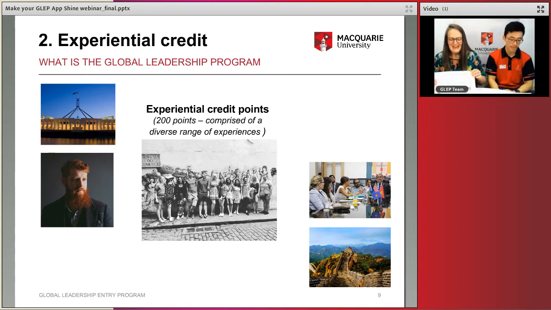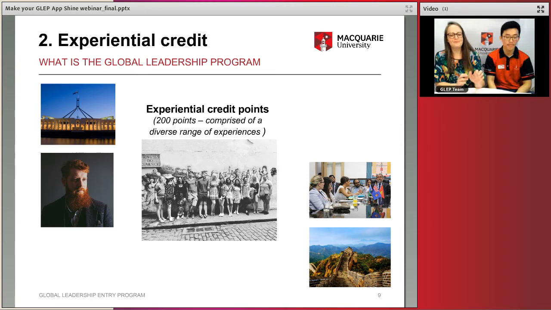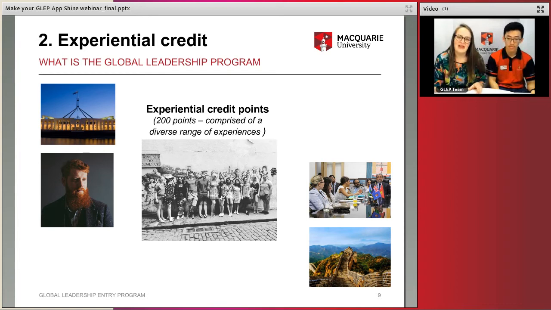The second requirement is experiential credit. So this is where you're out in your community, locally, domestically, and internationally doing amazing things. I reckon a lot of you are already doing stuff that is counted towards experiential credit, and that's why you're applying for the GLEP program. So doing things like internships at the United Nations, internships maybe here in North Ryde, where Macquarie University is located, with groups like Procter & Gamble. If you don't know who they are, look at the back of your toothpaste or your soap or your cleaning products and you'll see that they are an enormous multinational organisation based out of the US, I think.